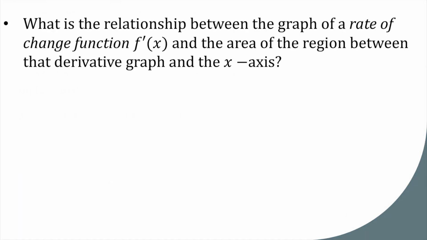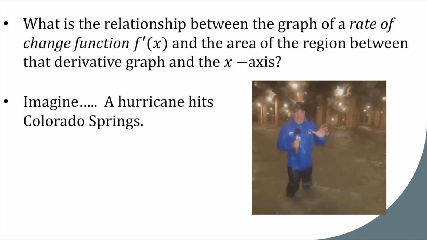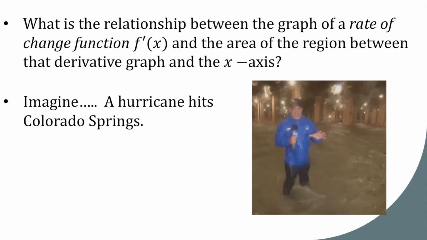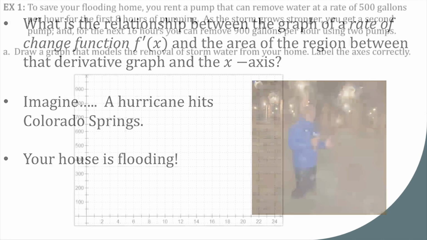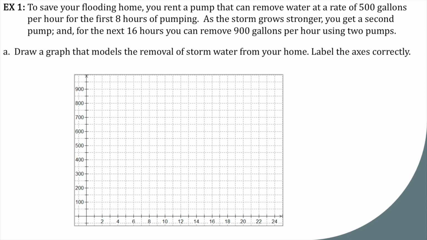So what's the relationship between the graph of a rate of change function, a derivative, and the area of the region between that derivative graph and the x-axis? Well, imagine that a hurricane hits Colorado Springs, and your house is flooding. To save your flooding home, you rent a pump that can remove water at a rate of 500 gallons per hour for the first 8 hours of pumping.